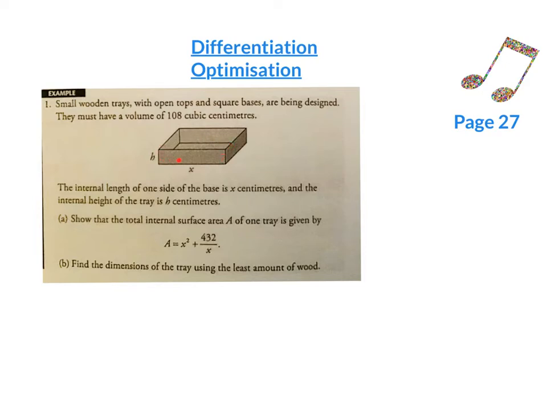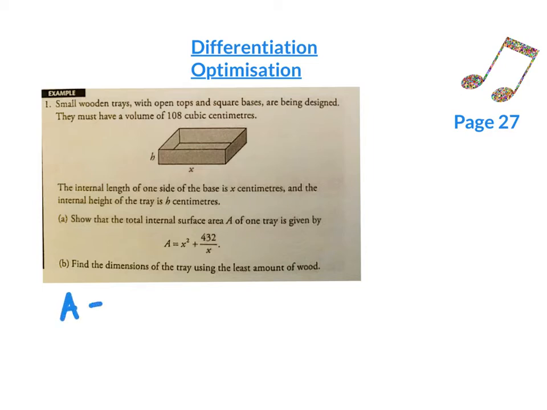The area of the front face, it's a rectangle, so it's going to be length times breadth, which will be x times h, and that will be the same for each of the four sides because it's on a square. So it's going to be x along and h high, x along and h high, x along and h high. So I'm going to have four of those. So that's where we're starting.